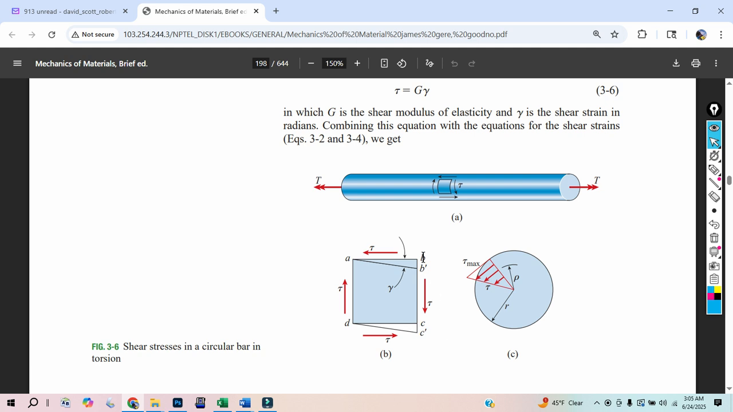And when this does deform in a diamond shape, we get an angle to form. This angle is very small, but this is what we are going to measure. This is the measurable quantity when we shear something.